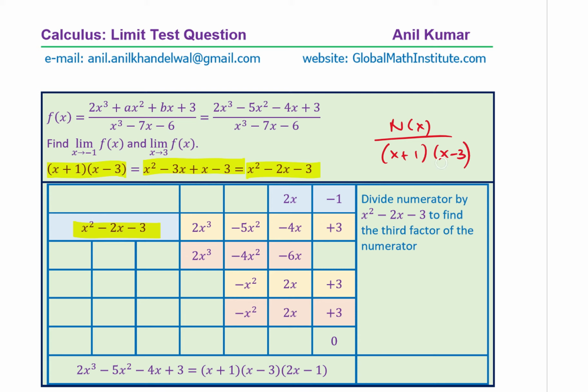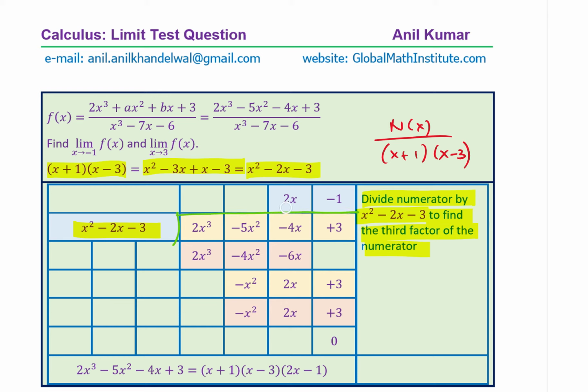We know these two are definitely the factors. So the idea is to divide the numerator x squared minus 2x minus 3 by this number to find the third factor of the numerator. So we have again performed, this time, the long division, correct? So long division we are doing now.